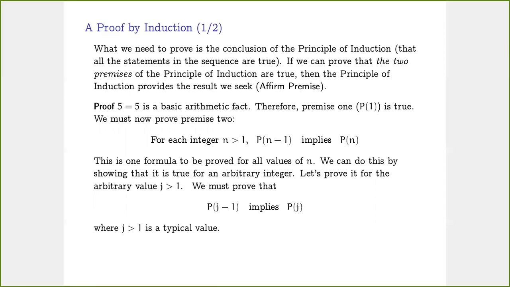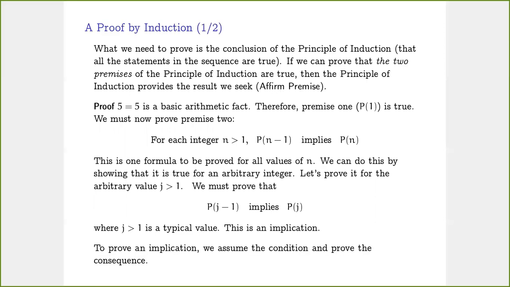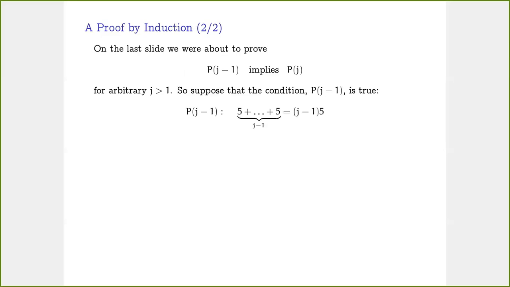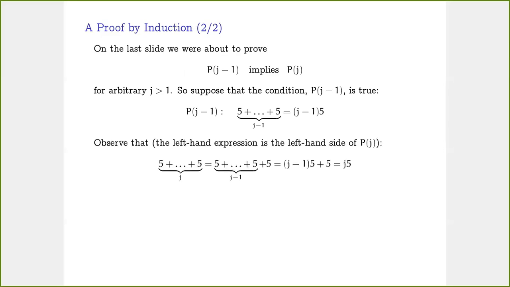So we must prove that P of j minus 1 implies P of j, where j greater than 1 is the typical value. Now, this is an implication, and to prove an implication, we assume the condition, P of j minus 1, and prove the consequence, P of j. We're going to prove it by assuming the premise, P of j minus 1, and showing that the conclusion has to be true for arbitrary j greater than 1. So suppose the condition is true. Well, the condition, P of j minus 1, is that we have j minus 1 fives, and they equal j minus 1 times 5.